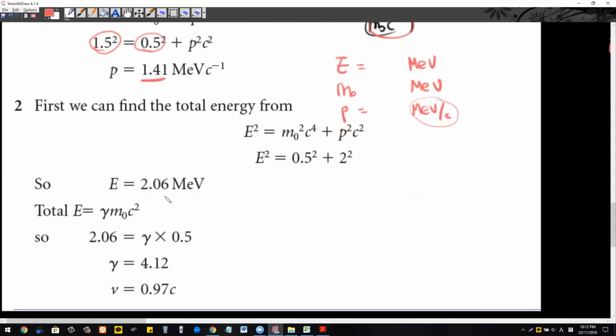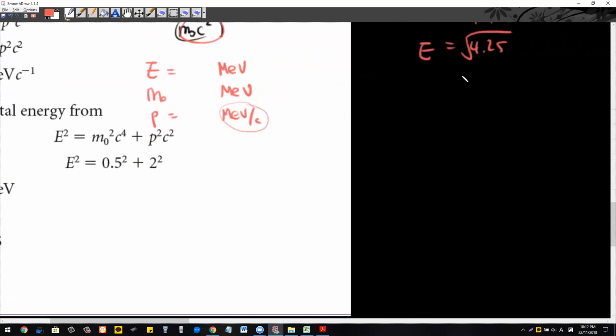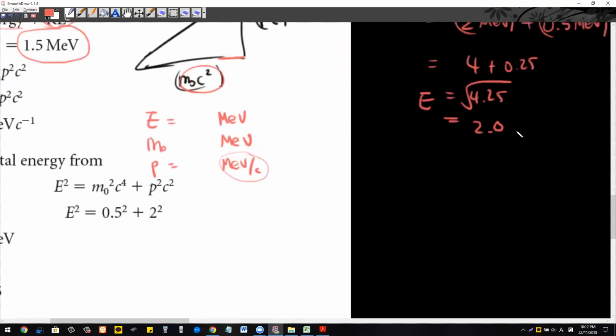So we get, I think, 2.06 mega electron volts, and then you take away the rest mass energy. So kinetic energy is total energy minus the rest mass energy. So this will be 1.56.